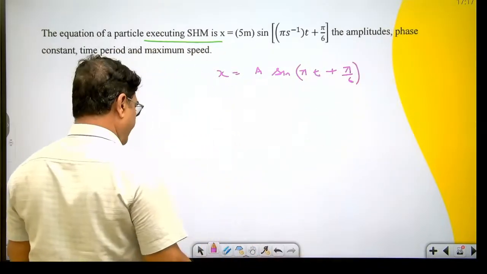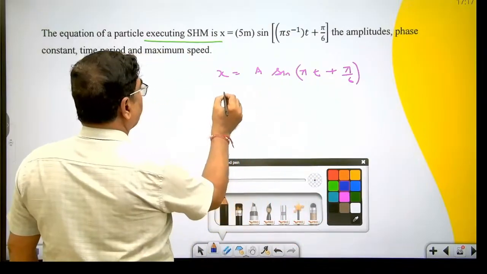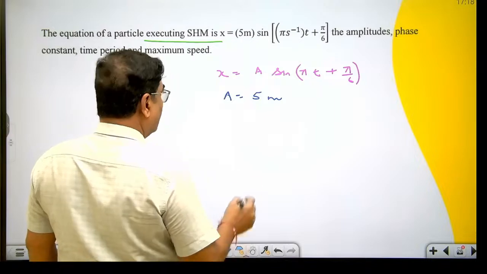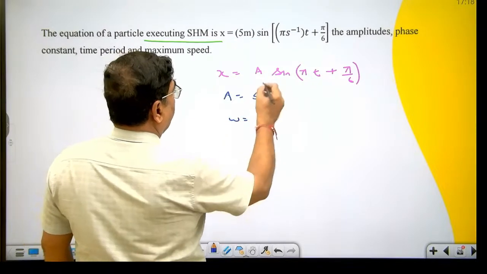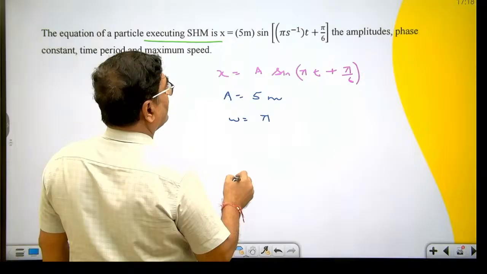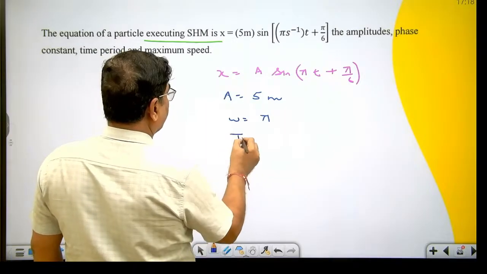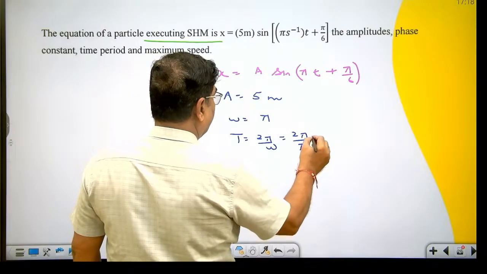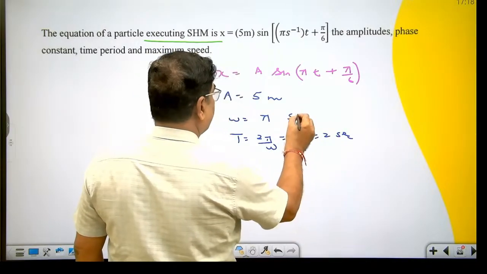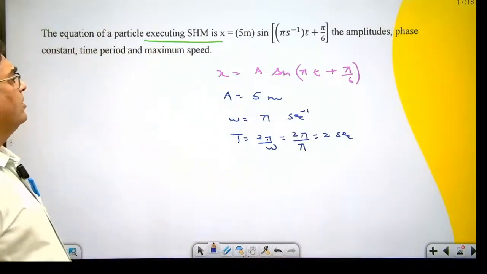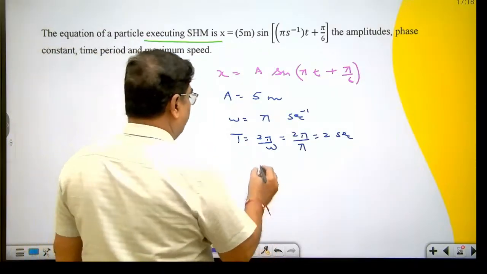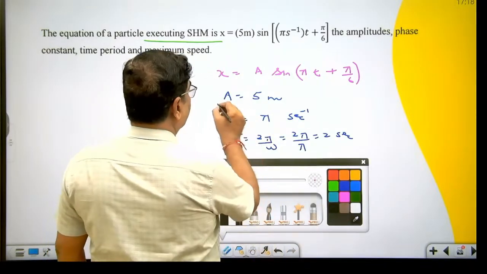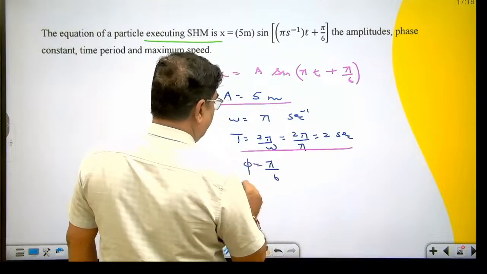X equal to a sine pi t plus pi by 6. If we compare, we find amplitude of the motion is 5 meter, and omega is pi. So dear student, time period is what? Time period is 2 pi upon omega. So this is 2 pi upon pi, so this is 2 second. And what is the initial phase? Initial phase is pi by 6. So amplitude is this, time period is this, and initial phase is this.